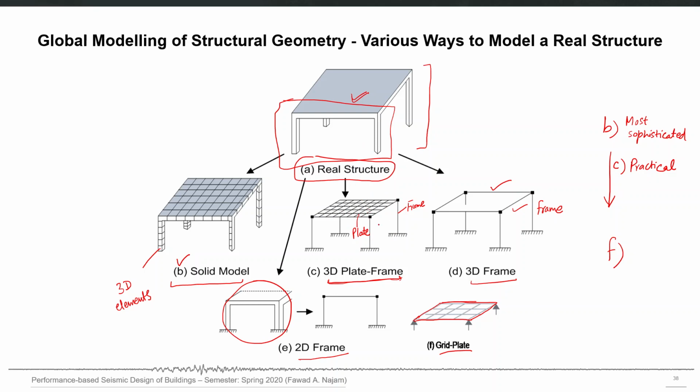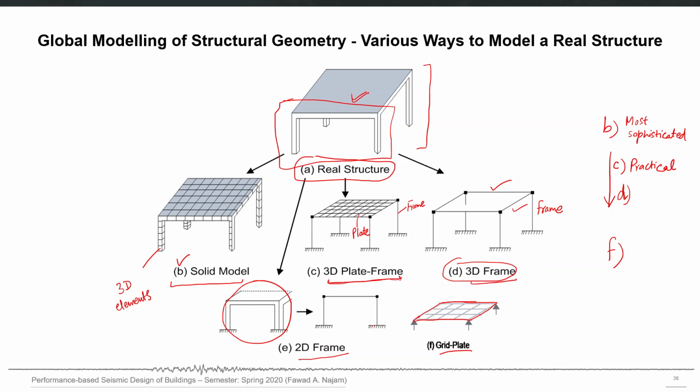If we are not interested in the behavior of the plate or slab itself and are mostly interested in the behavior of the supporting frame, then option D will be useful for us. So D is one step lower than option C, slightly less sophisticated because it is based on ignoring the slab behavior in the model.